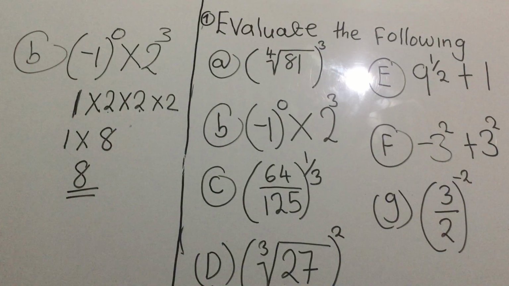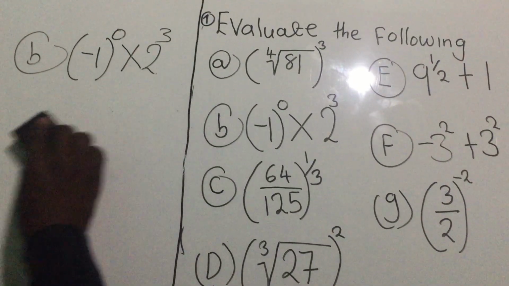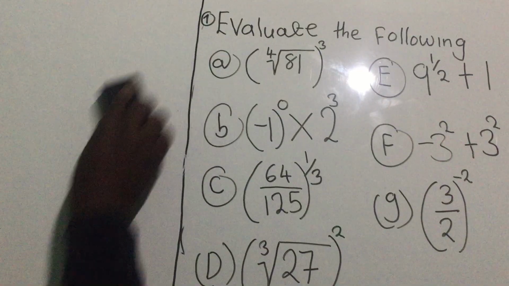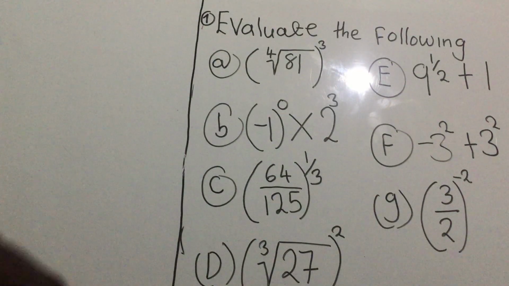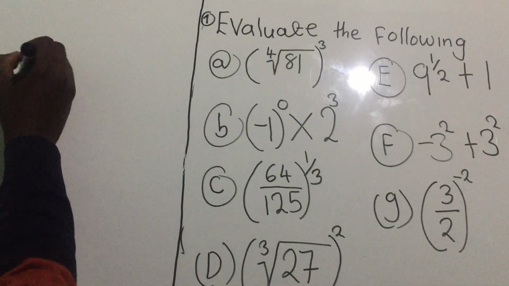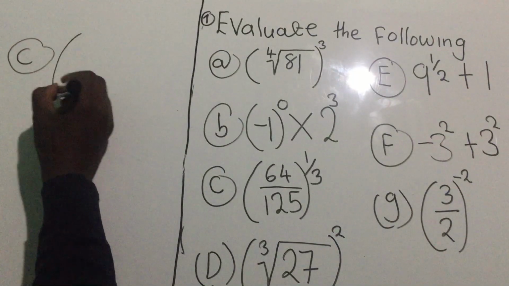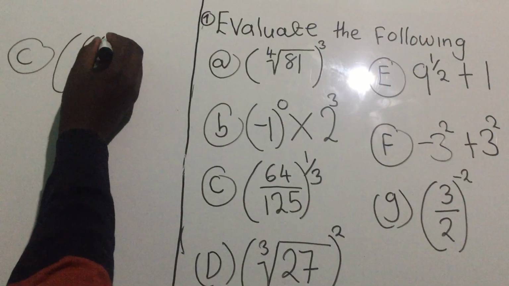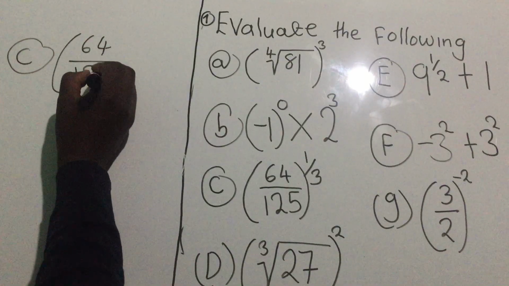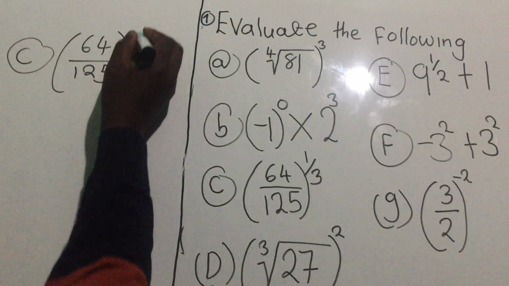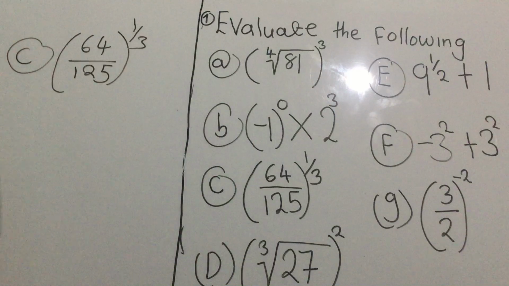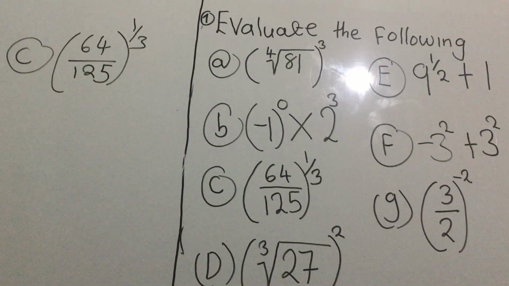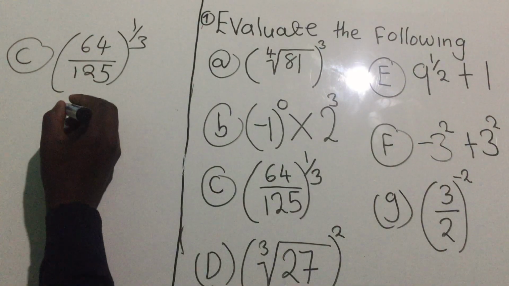So let's go to question C. Question C now, it's the same. All these questions are under evaluating. So question C is like this, 64 over 125 to the power 1 over 3. Once you see a question like this, and the question says evaluate or find the value of, the first thing you do, you introduce what?